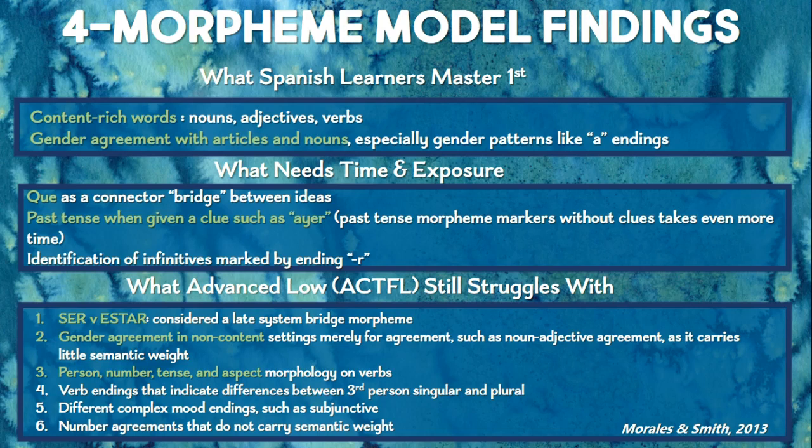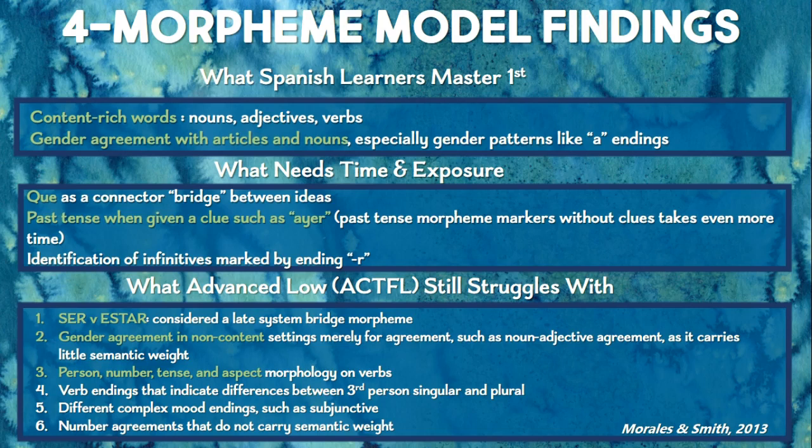In this study, they took a couple of people who were rated advanced low in Spanish and conducted an OPI style interview. And these are some of the things that they tracked their errors on. And here are some things that they found. Ooh, get a load of this. Número uno, we've got ser versus estar.